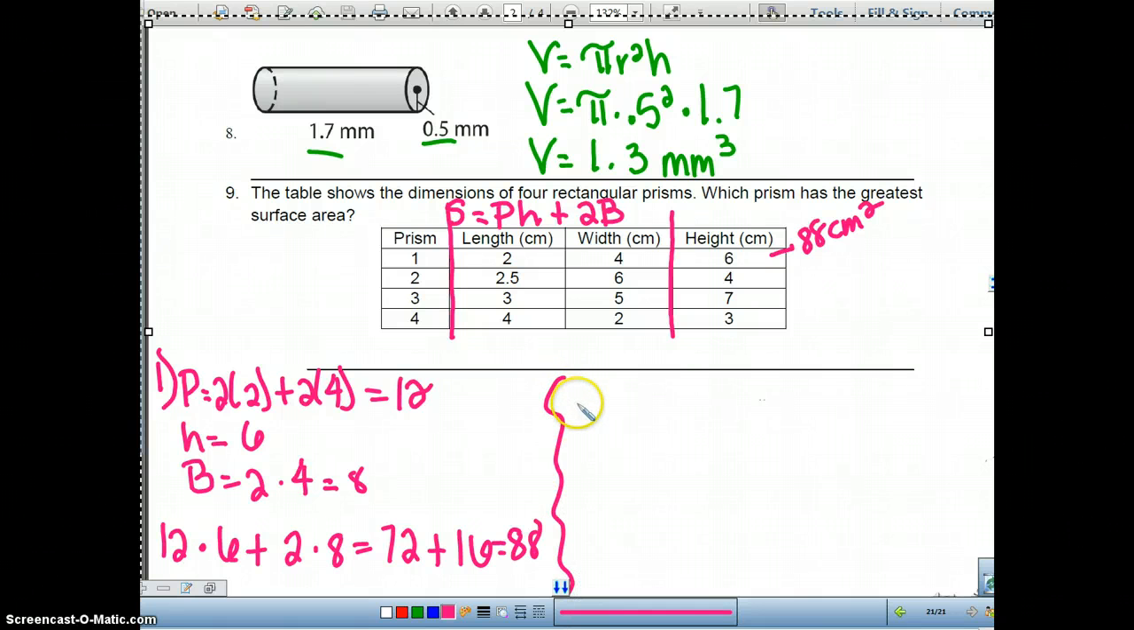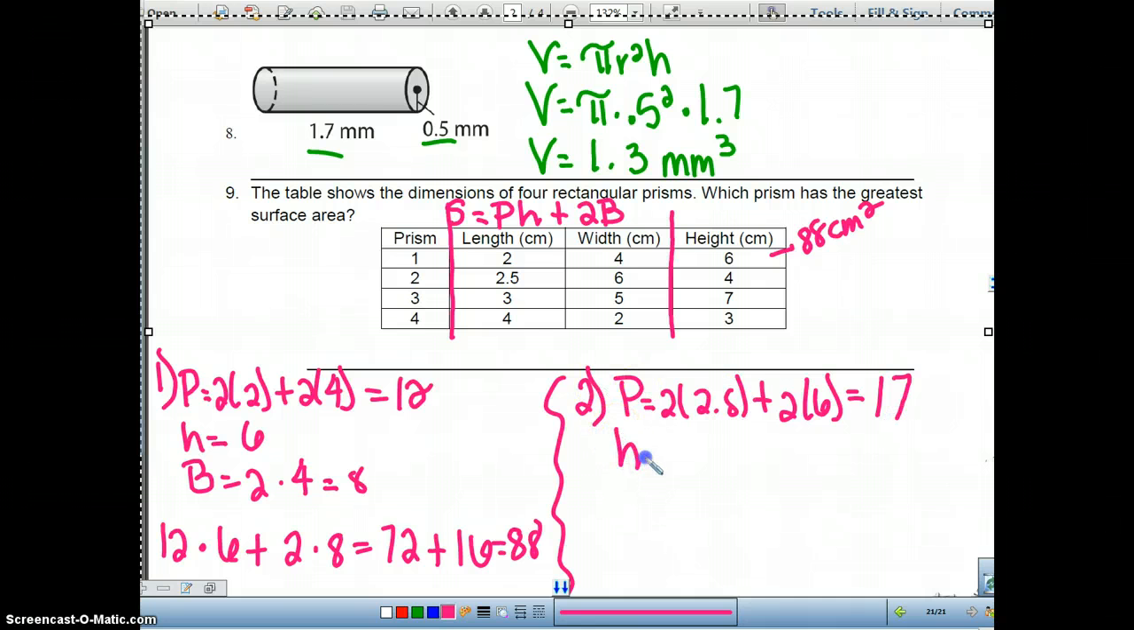What are we trying to figure out? Which one has the greatest. Okay, just checking. All right, number 2. The perimeter of this guy is 2 times 2.5 plus 2 times 6. So 2 times 2.5 is what? 5 plus 2 times 6 is 12. So we get what?